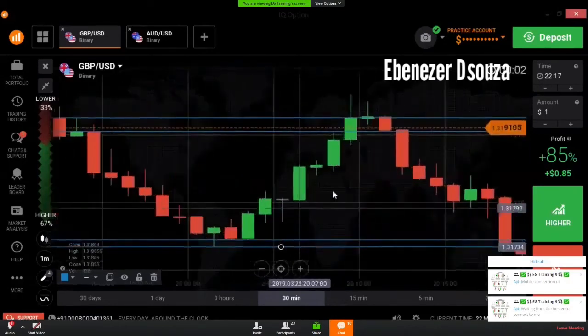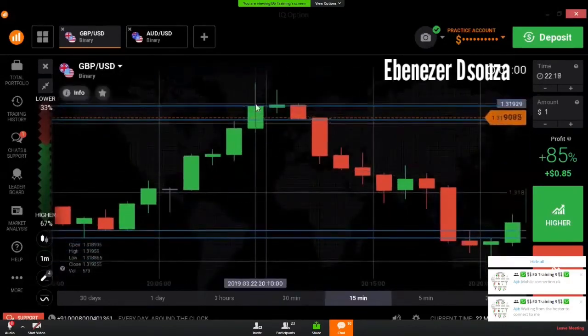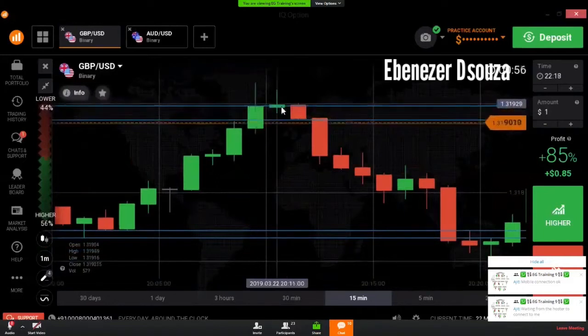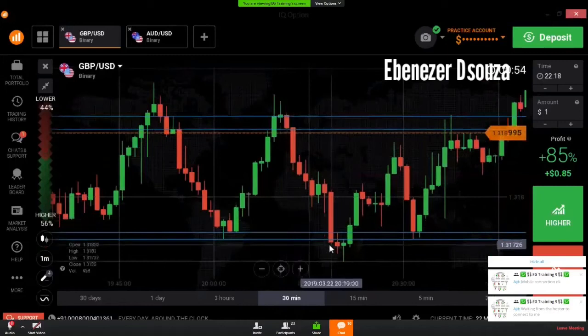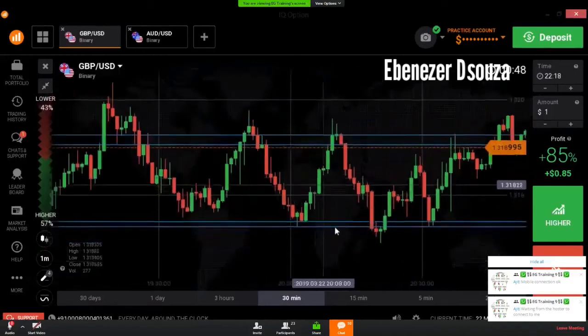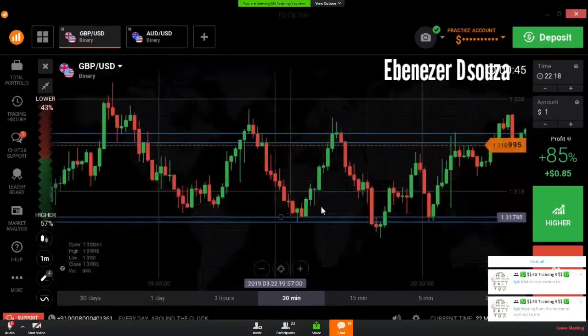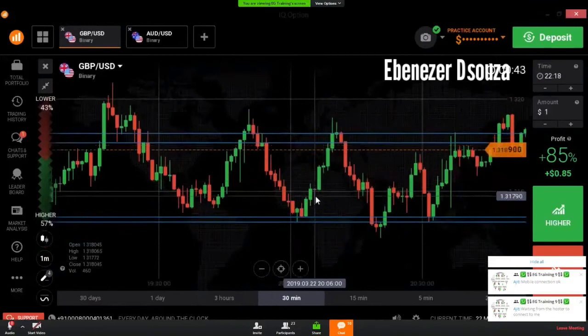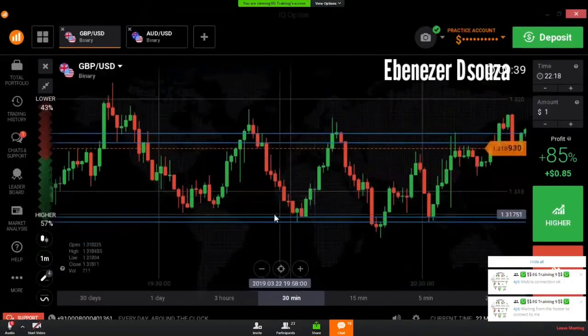If the candle can't break this level, you can place your trade on the next candle with confirmation. But here the candle broke this level. So if the candle closed just above the level at the strong sellers area or buyers area, you can place your trade on the next candle with confirmation.